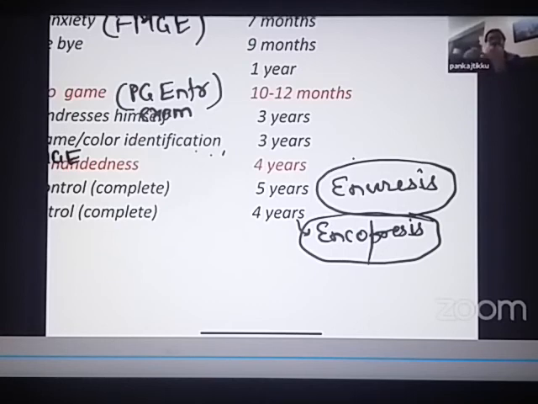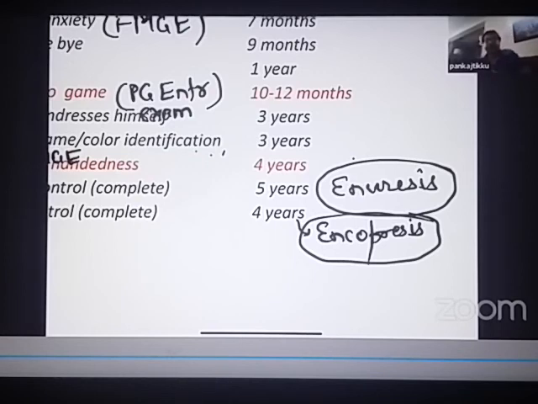Quickly, what were the gross motor milestones we discussed? Now, don't write anything. Head control. First sign of head control, 6 weeks. Partial head control, wobbling, 3 months. And a complete head control, 5 months. Then sitting with support, 5 months. But sitting in a tripod position, 6 months. Sitting without support, 8 months.